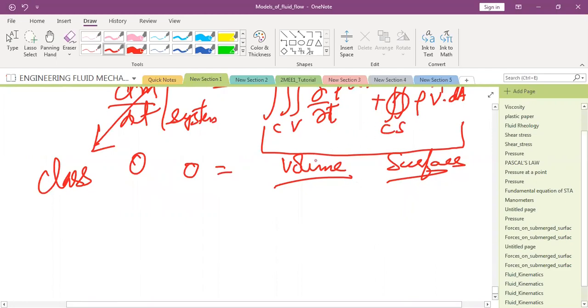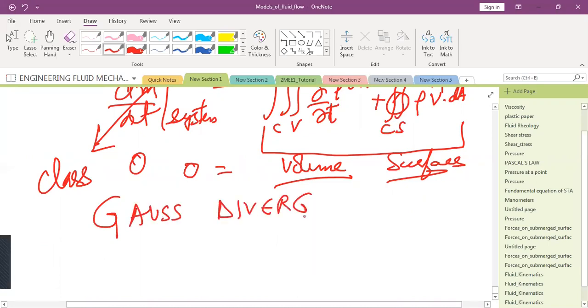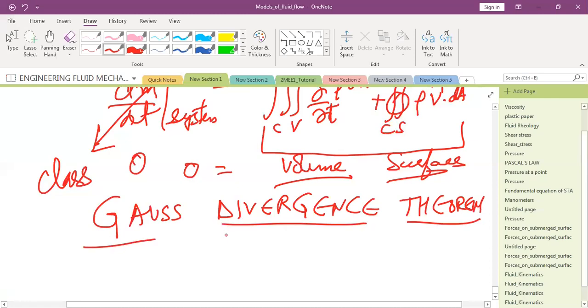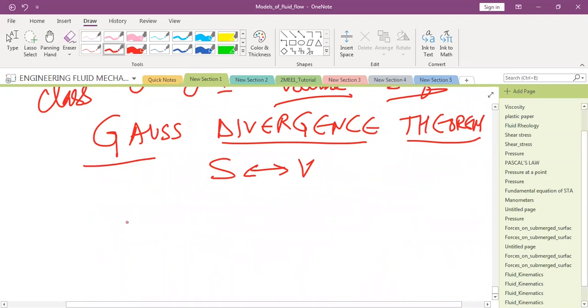So for that, I have a theorem. I think you might have heard about it. Gauss divergence theorem. How many of you have heard about this theorem? Has anyone heard about it? So this is a theorem that converts surface to volume or volume to surface integrals. Sir, it was in physics last year. So you have studied this? Yes, sir.